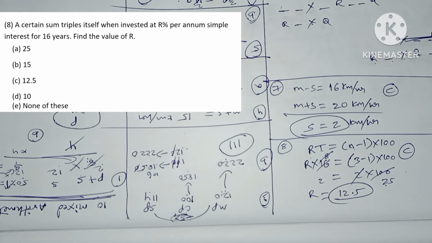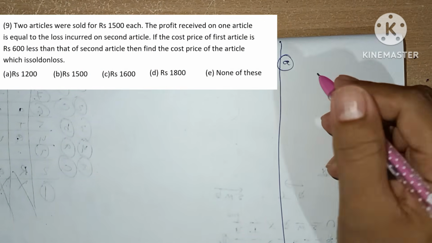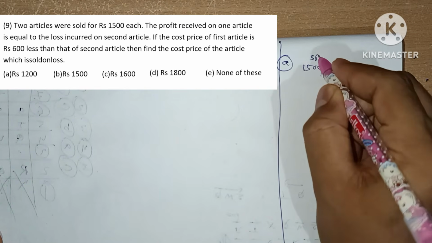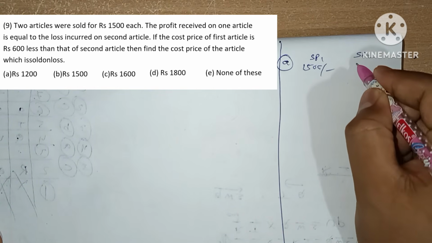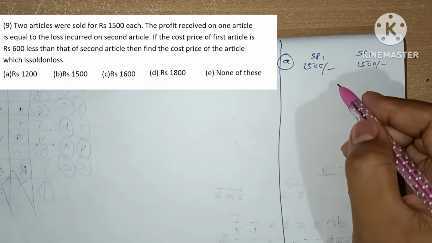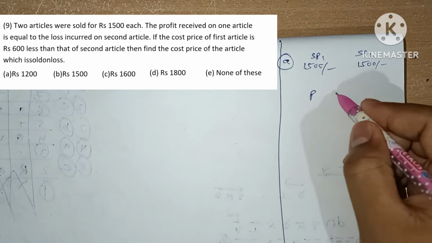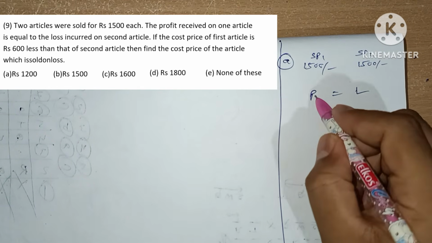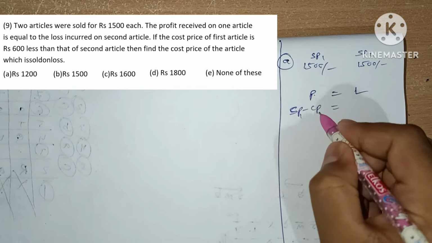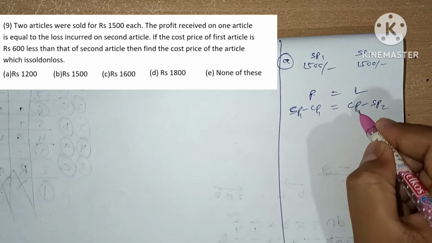Now we are moving to question number 9. So 2 articles were sold at 1500 each. So 1500 is SP1 and another also the same 1500 is SP2. Next, the profit received on one article is equal to the loss incurred on the second article. So the profit of the first one is equal to the loss of the second one. Profit is nothing but SP minus CP, and loss means this will be CP minus SP.